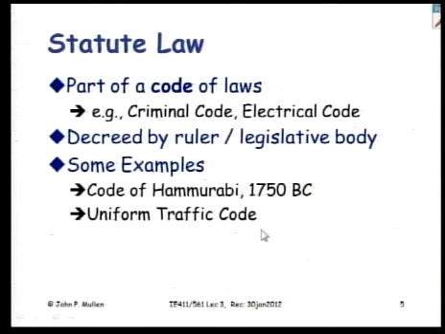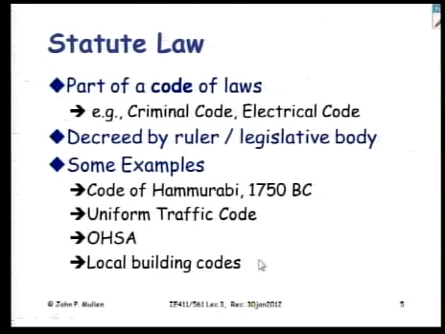The Uniform Traffic Code, which is a little more modern, OSHA, and local building codes. These are all statute law. These were all generated either by a legislative body or by some ruler saying, let it be. These things are written down somewhere. They got away from the stone pillar in the last few thousand years.